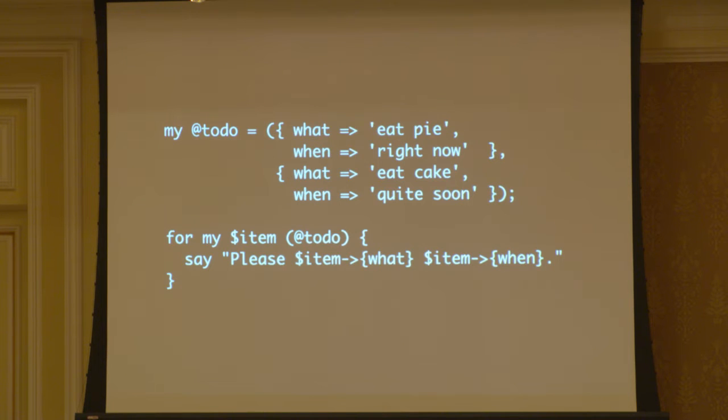So we've got a to-do, and it's an array of hash refs, and we're going to iterate over them. And then inside that for loop, we get the item, and we say, please do this thing when. And the terrible, awful problem that I think is just terrible and awful is these stupid arrows, right? I don't want them because they're ugly. They're more syntax than I should need. But I need them because $item is a ref, and I need to dereference them.